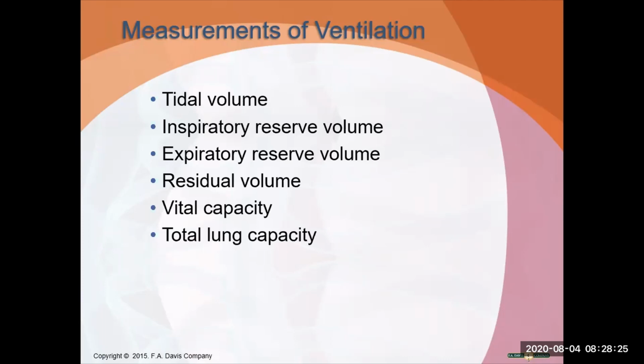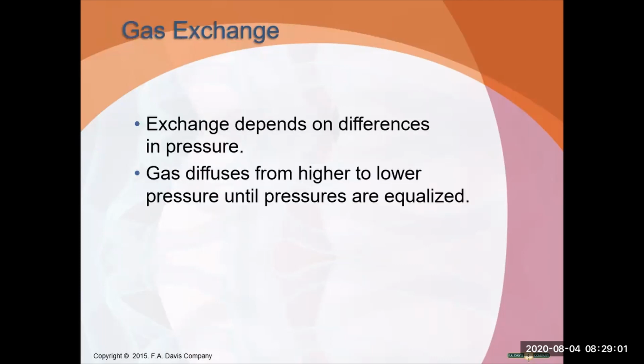The amount of air that can be inhaled and exhaled with the deepest possible breath is called the vital capacity. Vital capacity is the tidal volume combined with the inspiratory and expiratory reserve volumes. Total lung capacity is the maximum amount of air that lungs can contain: the vital capacity plus the residual volume.